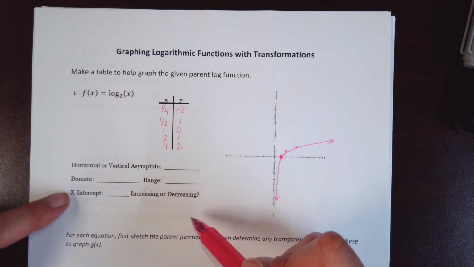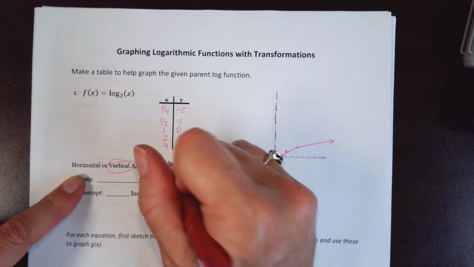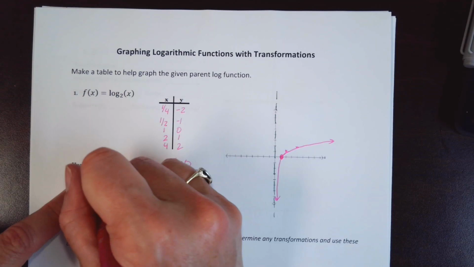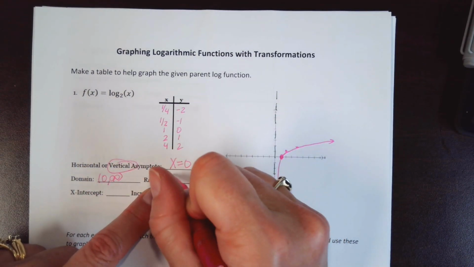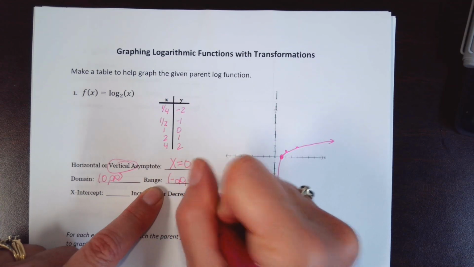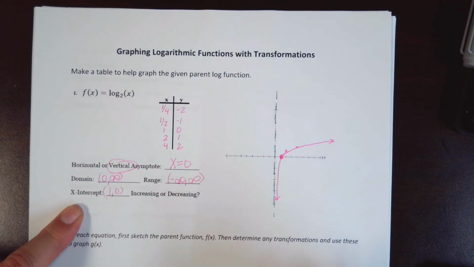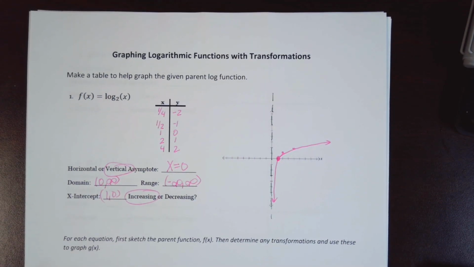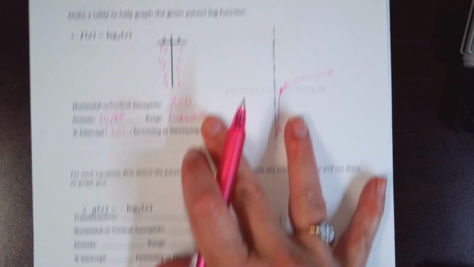Now I need to answer all of these questions. I have a vertical asymptote. The equation for that vertical asymptote is x equals 0. The domain of my function is limited, 0 to positive infinity. The range of my function is all real numbers. It has an x-intercept at 1, 0, and it is an increasing function. So I've answered all the questions for this parent function, base 2.